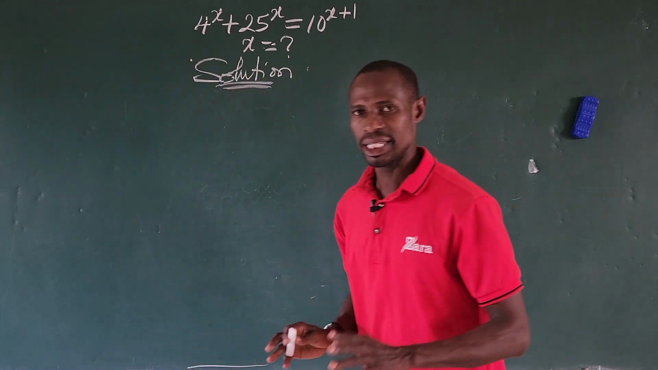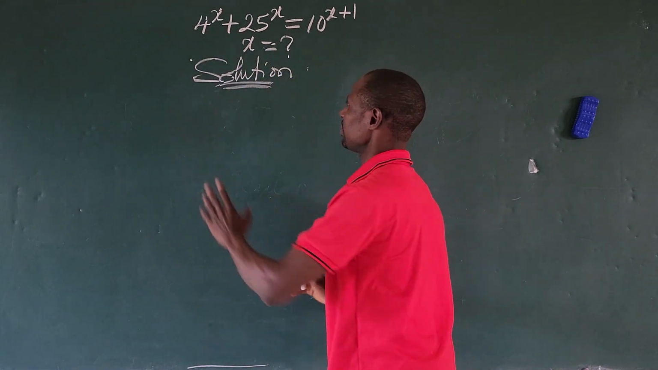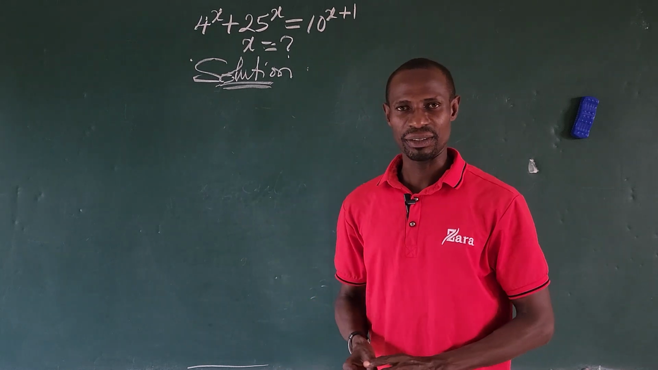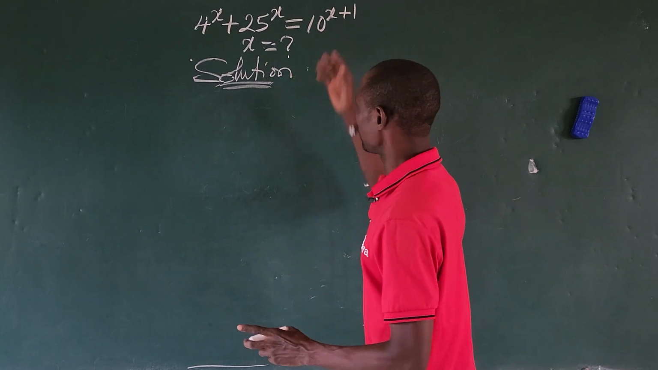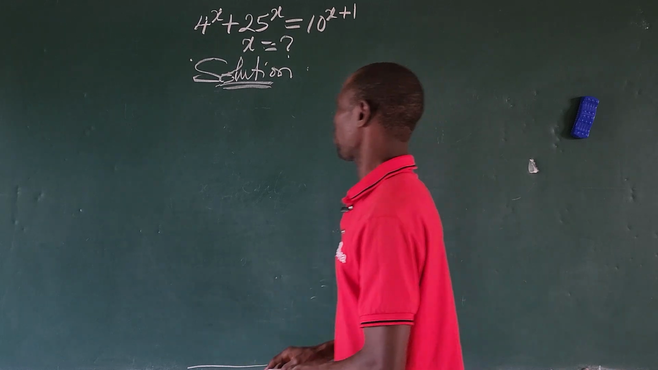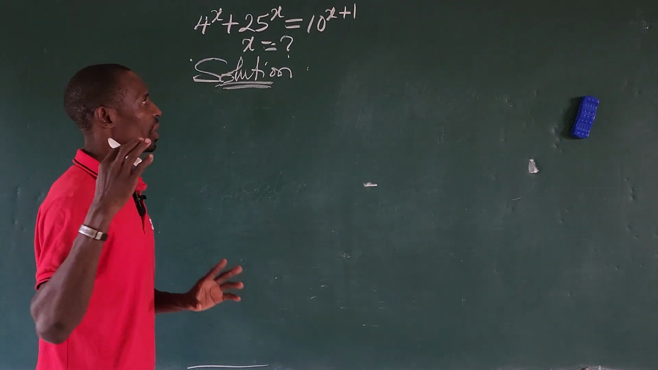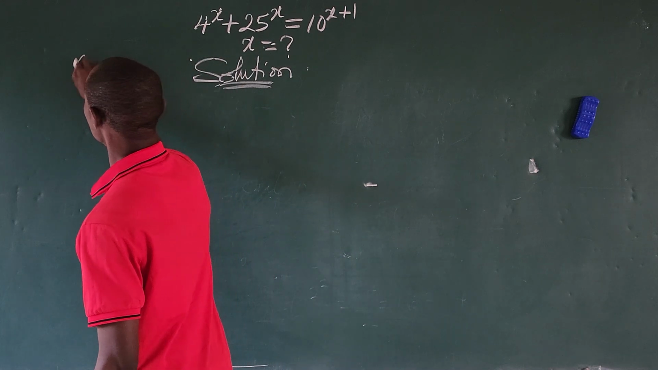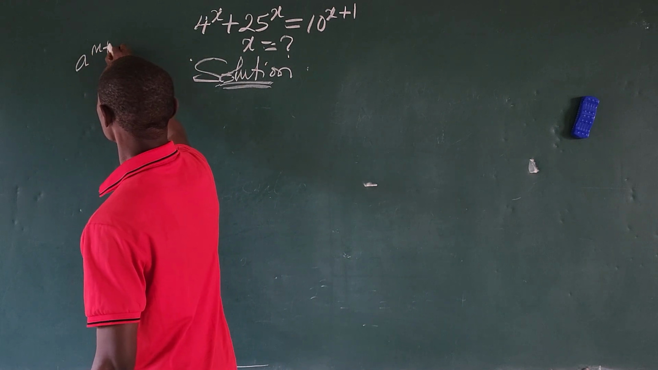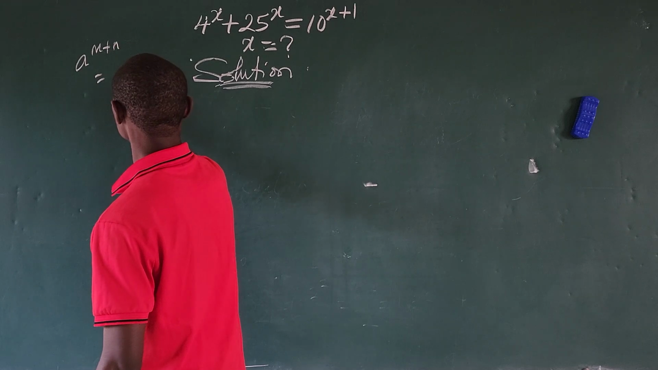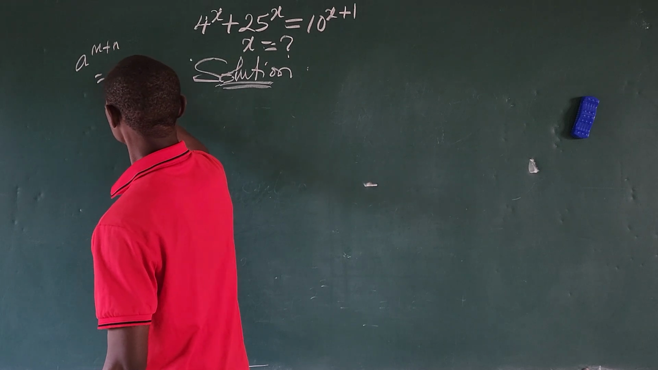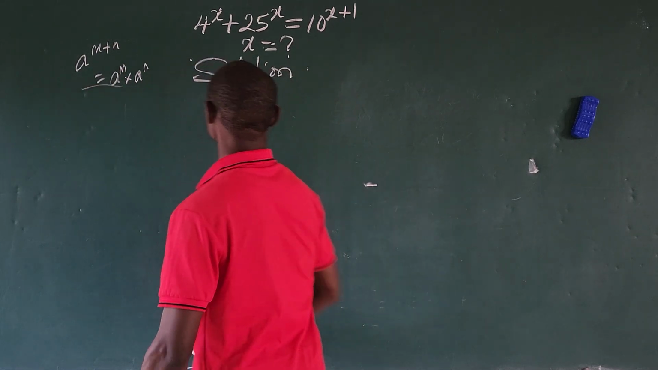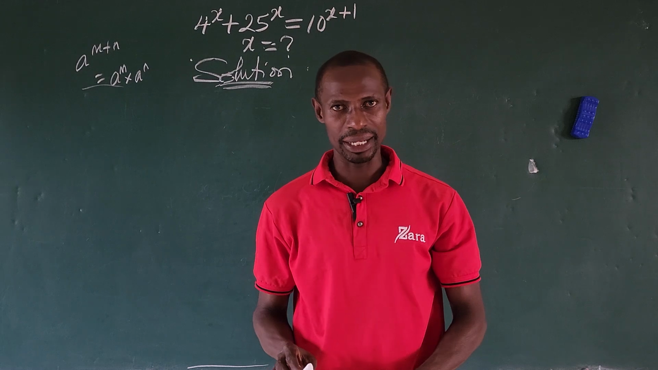All right, now if you look at this challenge, the left-hand side of the equation doesn't have a problem per se, but look at the right-hand side. You just want to rewrite this side of the expression. According to the law of indices, if you have a to the power of m plus n, this is equal to a to the power of m times a to the power of n, right? Good. So if we make use of this, we can rewrite the right-hand side of the equation.